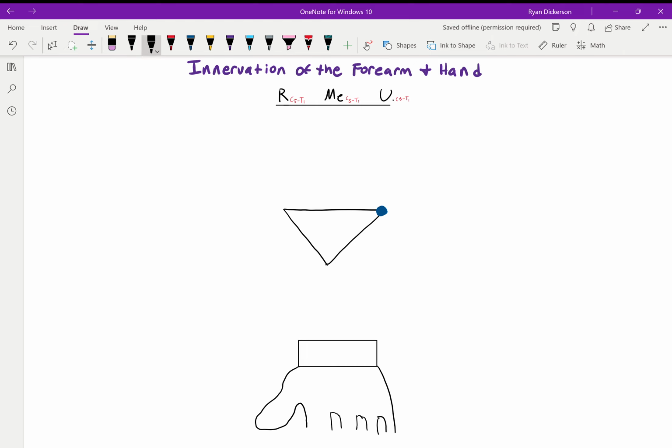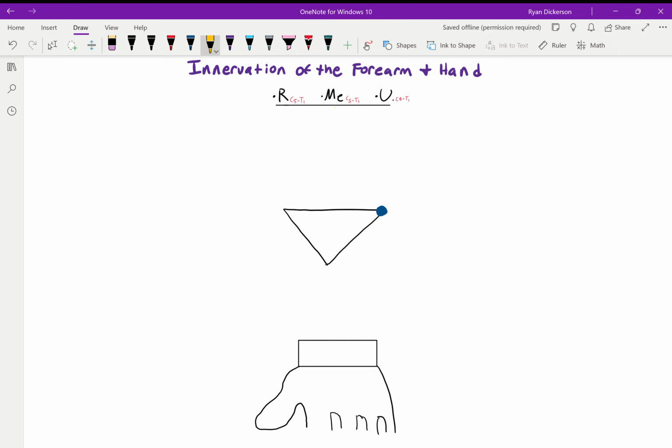So the big thing that you need to know is that there are three nerves that are going to continue from the upper limb into the forearm and down to the hand. The first is the radial nerve, then we have the median nerve, and then we have the ulnar nerve. And we're going to go through each one of these pathways one at a time. I like to start with the median nerve, so that's what we're going to do here.